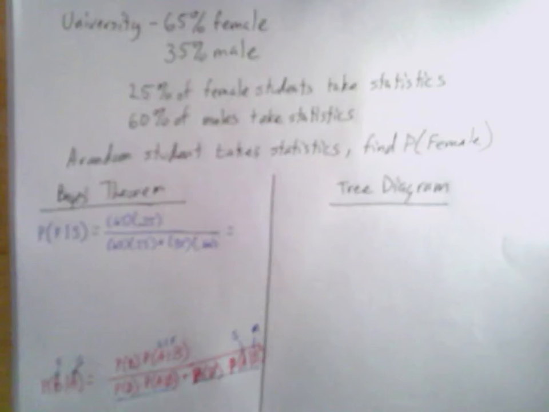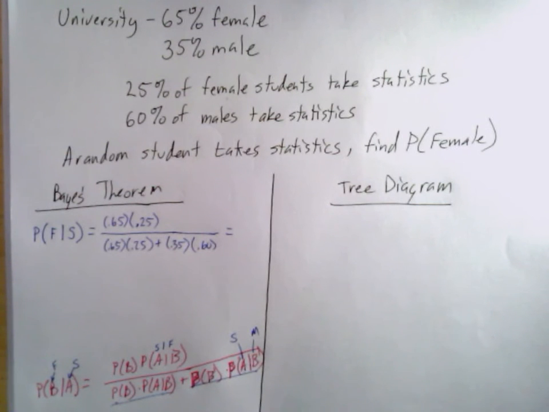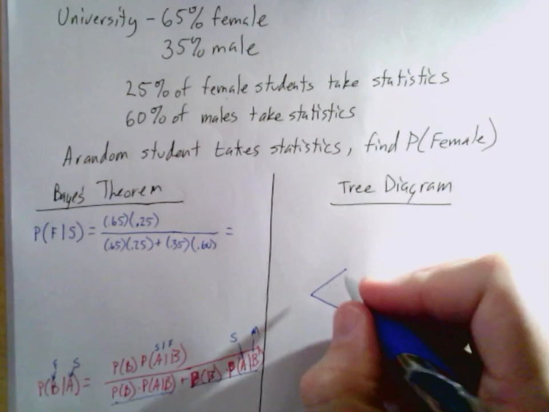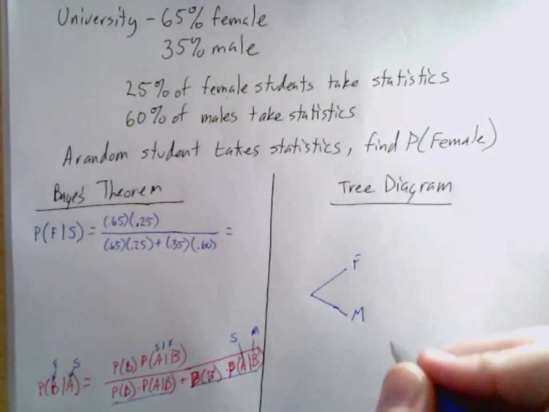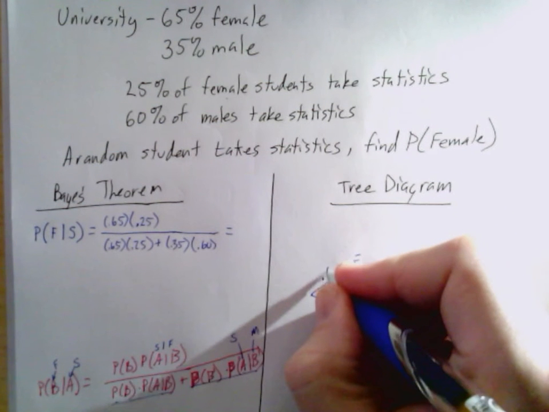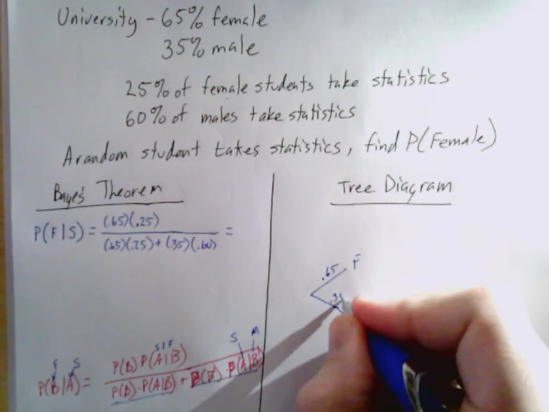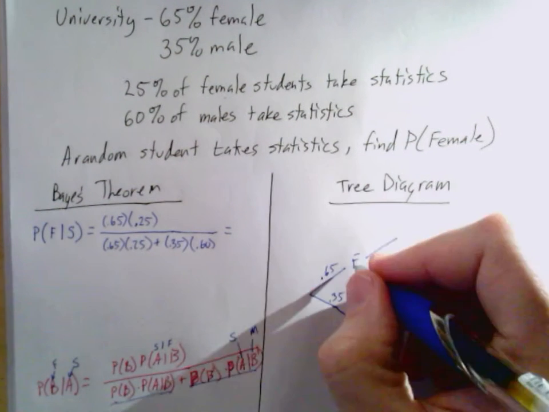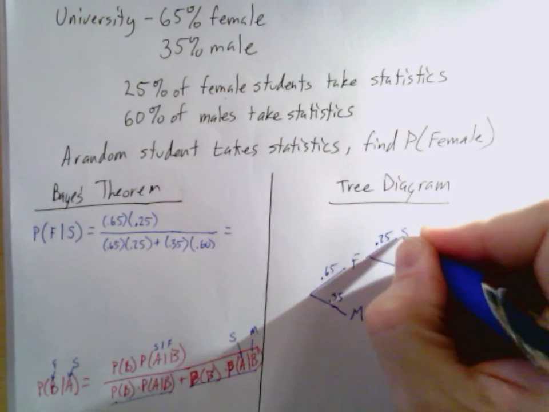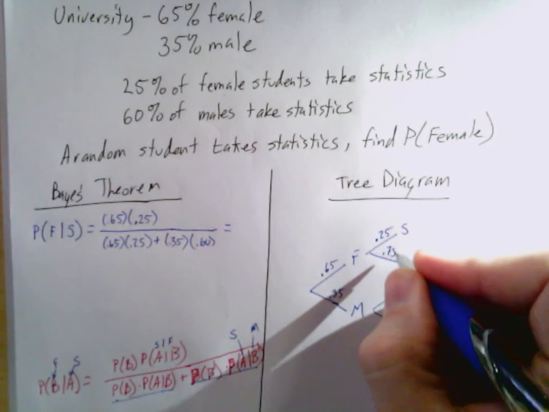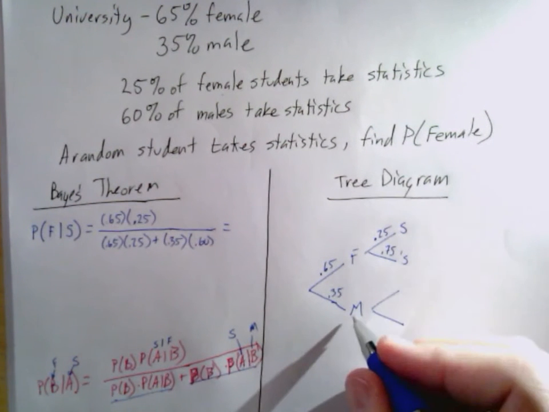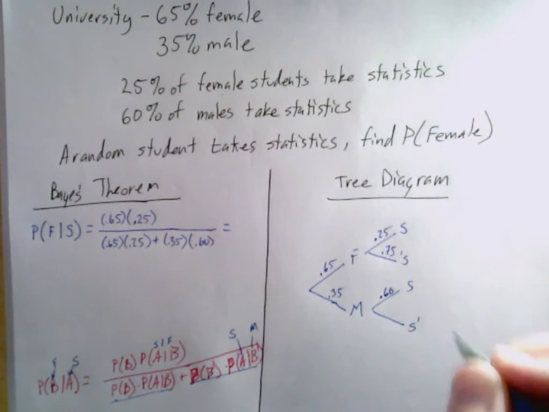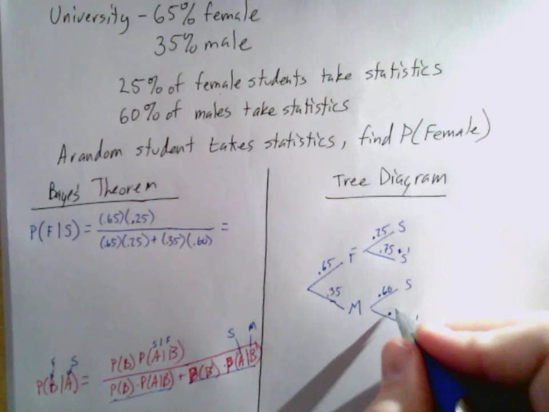Okay, if I were to want to use a tree diagram, it would have to be slightly different. We could write it out saying, okay, either I am female or I am male. And so the female would be 0.65, the male would be 0.35, and then my tree diagram would look like this. If I'm a female, there is a 0.25 probability that I'm in statistics and 0.75 that it is not statistics. And then for the male, statistics would be 0.60, and not statistics would be 0.40.